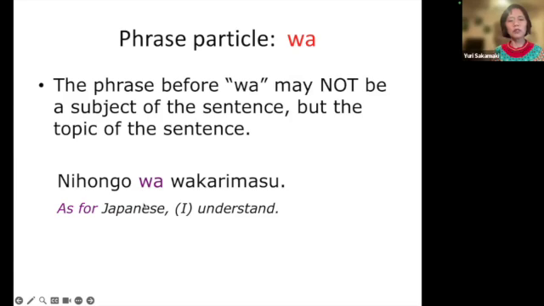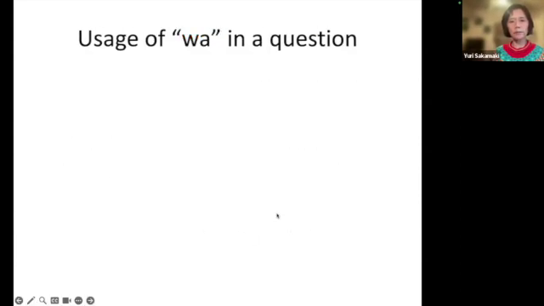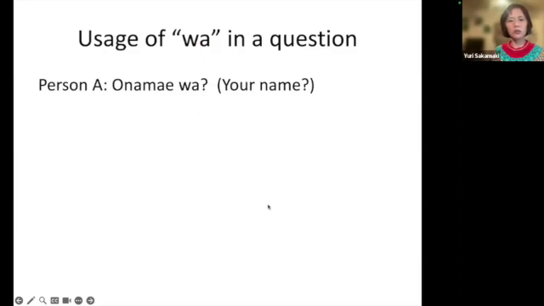So, who is the subject? It's me. I understand it. But I want to talk about the Japanese language, not English, not Korean, but Japanese. So this is how I would present that topic. 日本語はわかります。So it presents a topic. So let's use it in a question.